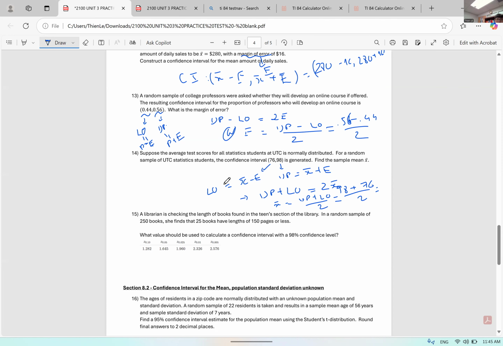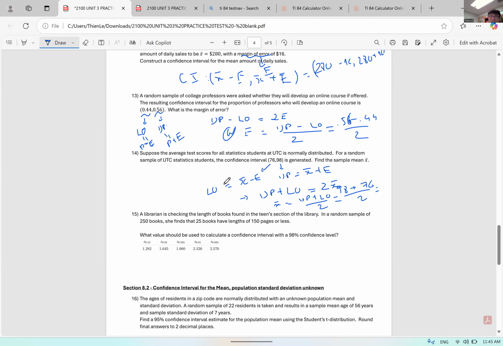Okay, so here like we talk about the length, right? And in random 250, 25 have book length. Okay, so in a random sample 250, she find 25 book. Okay, so probably she look at the mean. Yeah, she look at the mean here. Basically it's just find the mean, right? So what the value should be used to calculate confidence interval for mean?